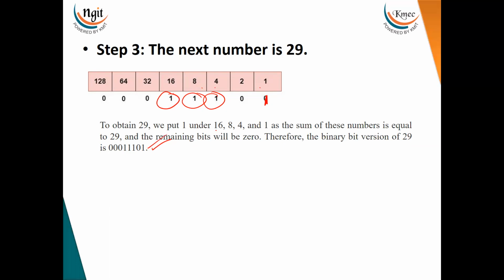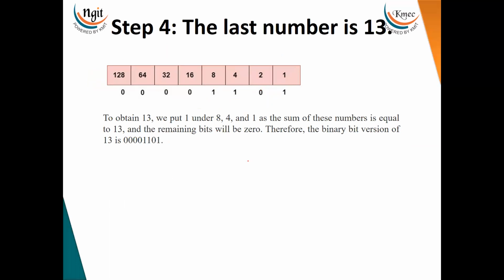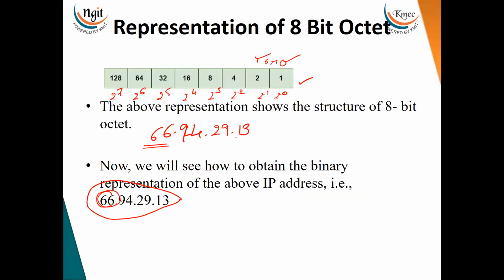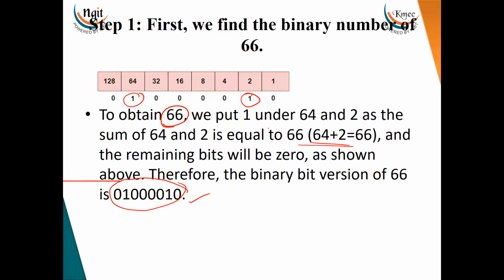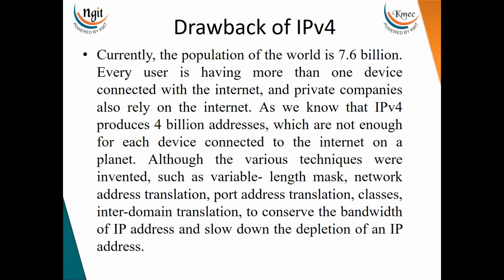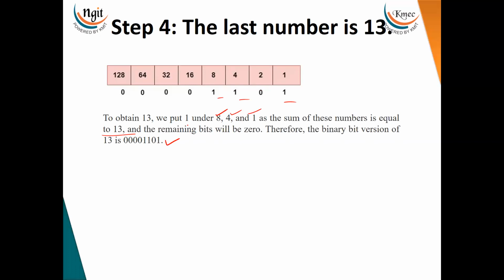0001101. Now here, the last number is 13. To obtain 13, we have to keep 1 under the 8, 4 and 1. 8 plus 4 plus 1, I'll get the 13. The remaining bits will be 0. Therefore, the binary version of this 13 is 0001101. Now we have made the binary number for the given IPv4 number.